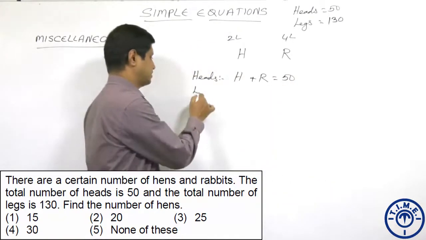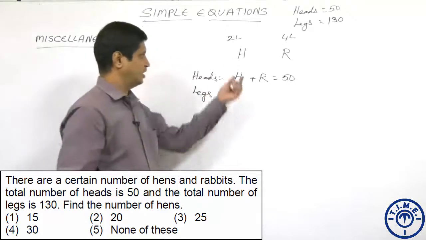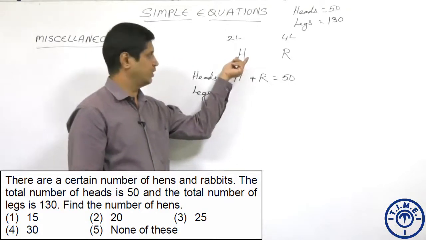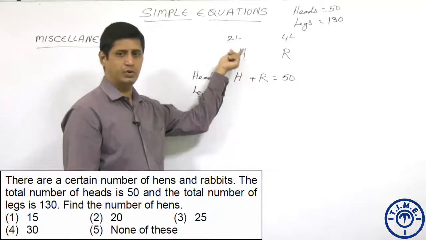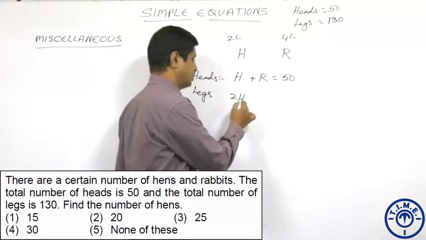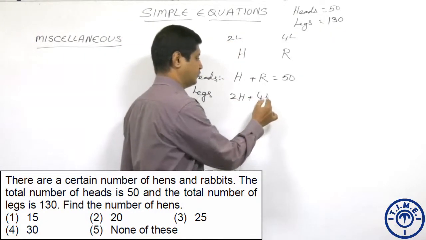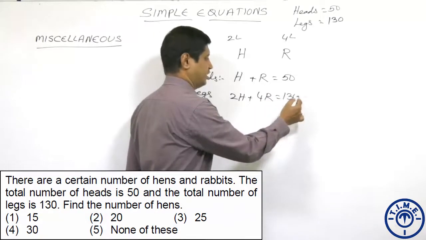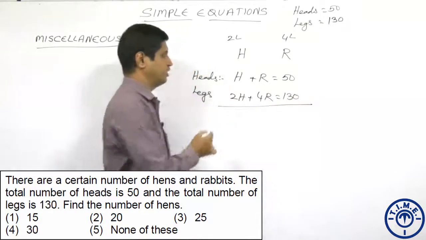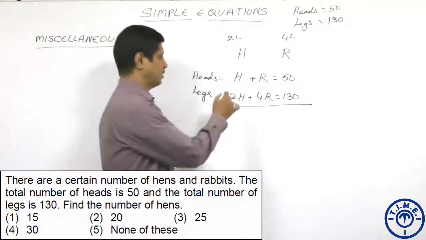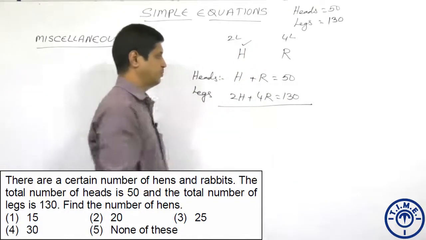What about the legs? Now the legs discussion. A hen has 2 legs, so 2 into H is 2H, and a rabbit has 4 legs, so 4R is equal to 130. Now we have two equations with two variables, and the number of hens, the H value, is to be found.